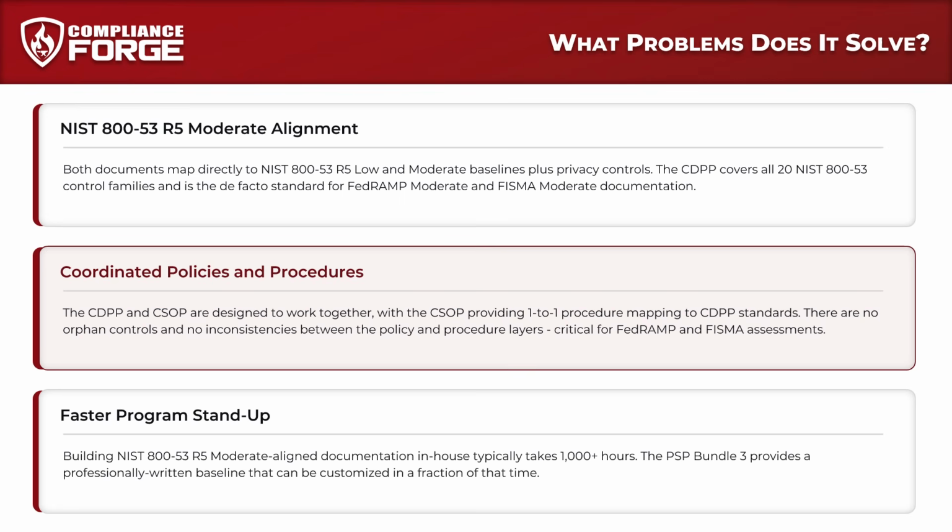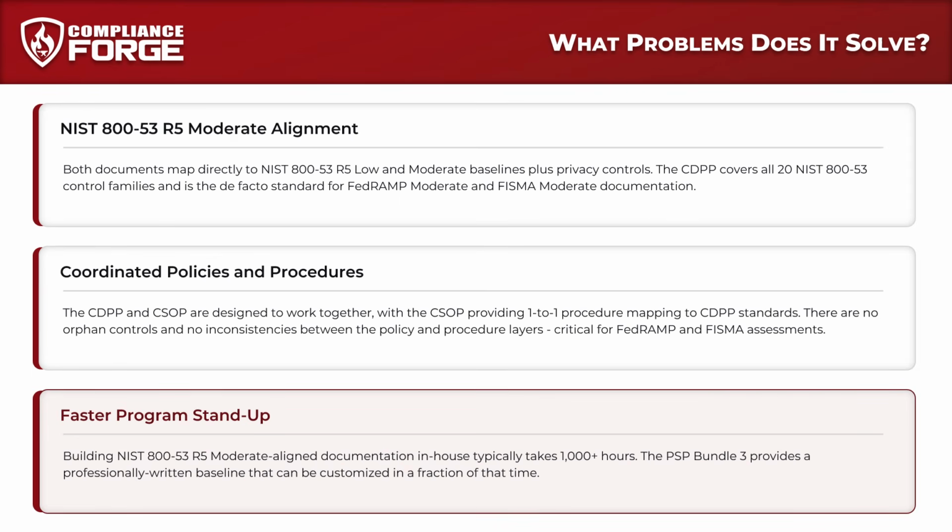The second is Coordinated Policies and Procedures. The CDPP and the CSOP are designed to work together, with the CSOP providing one-to-one procedure mapping to CDPP standards. There are no orphan controls and no inconsistencies between the policy and procedure layers, which is critical for FedRAMP and FISMA assessments. And the third is a faster program stand-up. Building this documentation in-house typically takes over 1,000 hours. The bundle provides a professionally written baseline that can be customized in a fraction of that time.